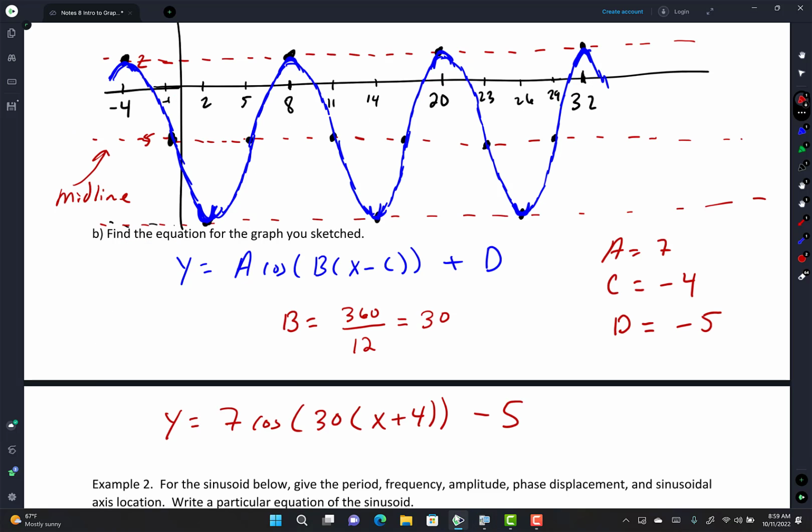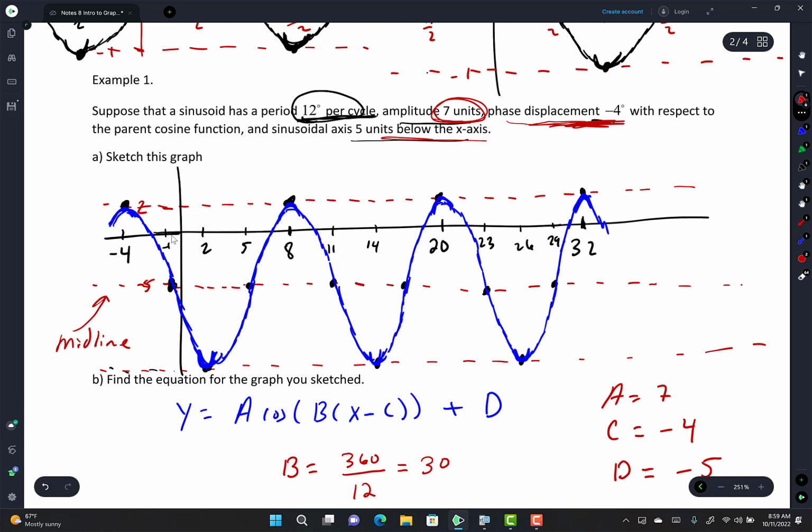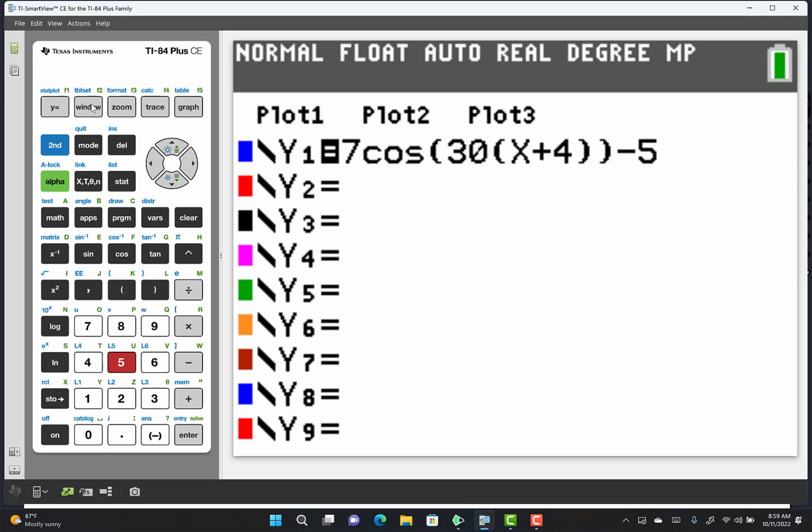So let me go back to my notes. Look how I have my window, guys. The midline's at negative 5. The max is at 2. The min's at negative 12. And I go from negative 4 all the way to 32. So I click on something that says window. Do you see the window button? It's next to the y equals.